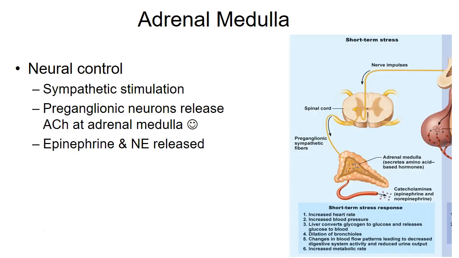Okay? All right. So the medulla, like we talked about, hopefully this is review for folks. It's the sympathetic nervous system. And the preganglionic neurons release acetylcholine, right? That causes epinephrine and norepinephrine to be released into the bloodstream. That was a sympathetic response, right? Fight or flight.